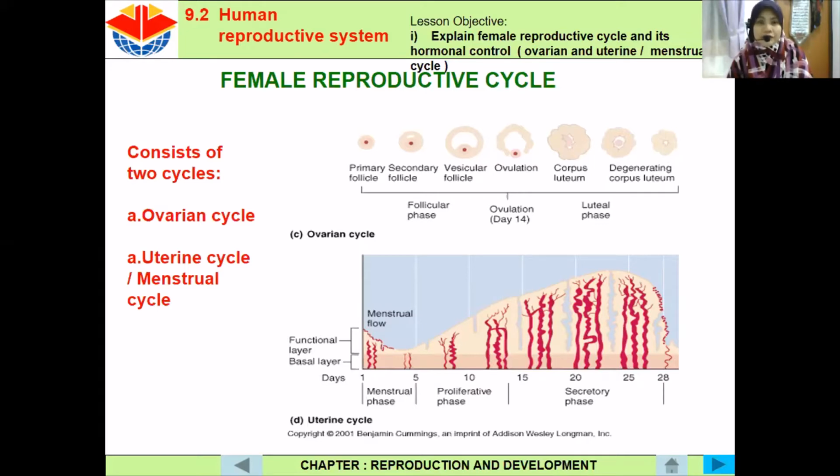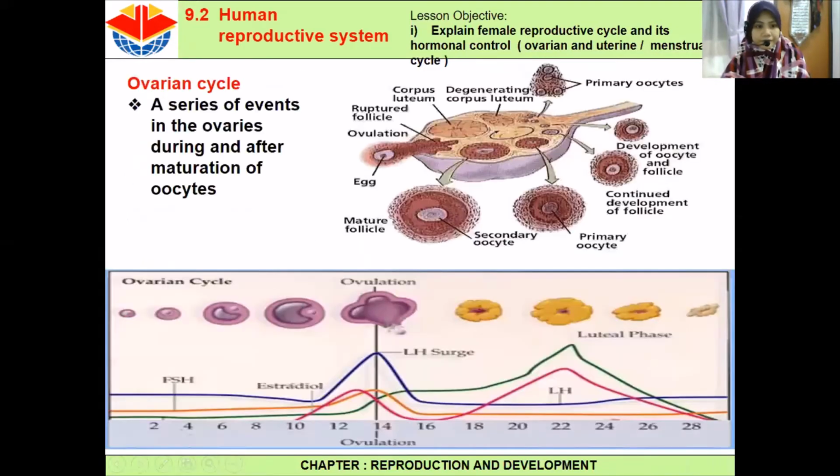Today we're going to learn about the female reproductive cycle. The female reproductive cycle consists of two cycles, which are the ovarian cycle and the uterine cycle or menstrual cycle. So what is the ovarian cycle? It's about a series of events in the ovaries during and after maturation of the oocyte. So what happened in the ovary?